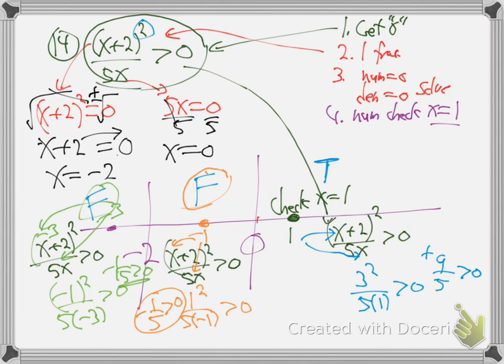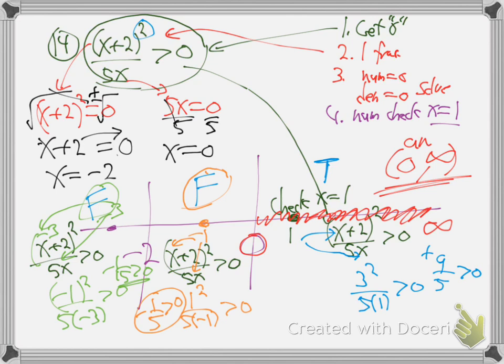So the only true section is right here, actually. How do you say that? From 0 to infinity. So from 0 to infinity, there's our answer. 0, no bar, so no brackets, all parentheses. 0 to infinity.